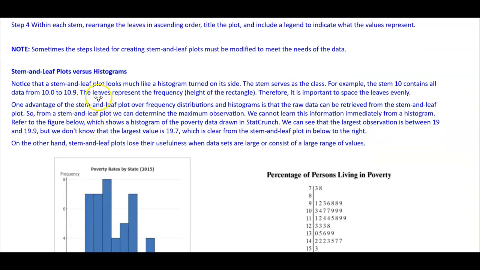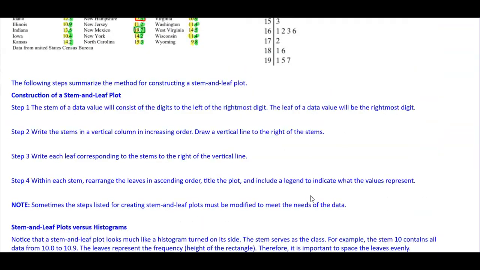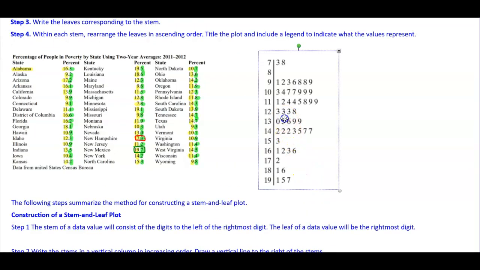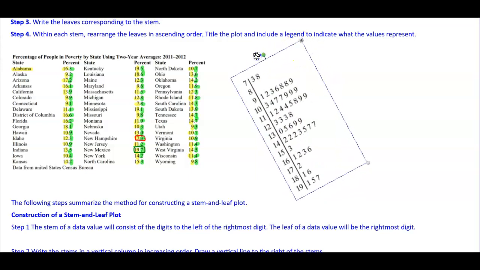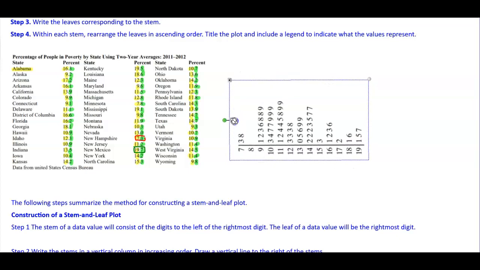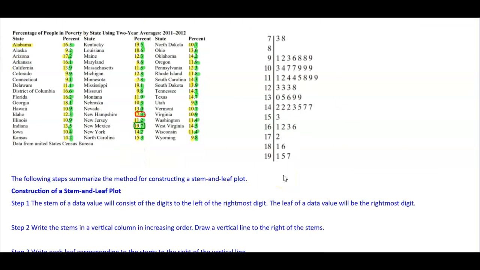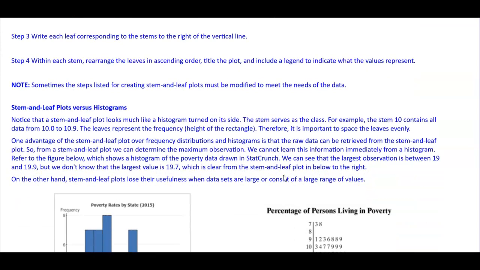Notice that a stem and leaf plot looks much like a histogram turned on its side. So what I mean by that is, okay, let's take a look at this stem and leaf plot here. If I rotate this, okay, this looks like a histogram. Okay, now bringing it back, we can see what it looks like in its regular form. So the stem serves as the class. So for example, the stem 10 contains all the data from 10.0 to 10.9.